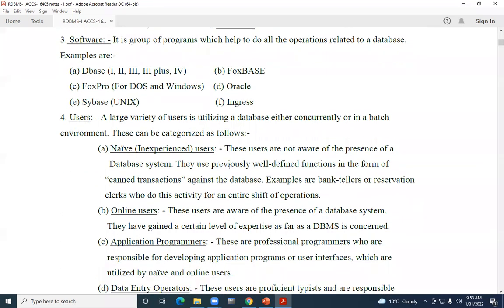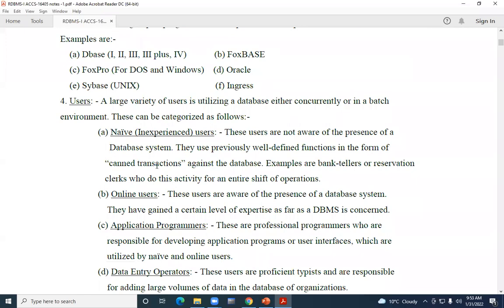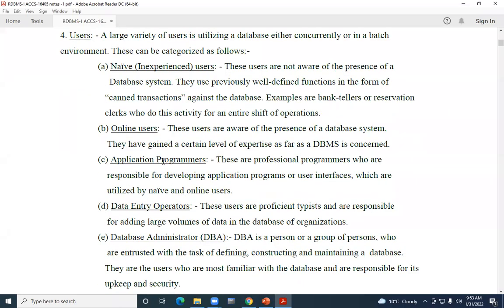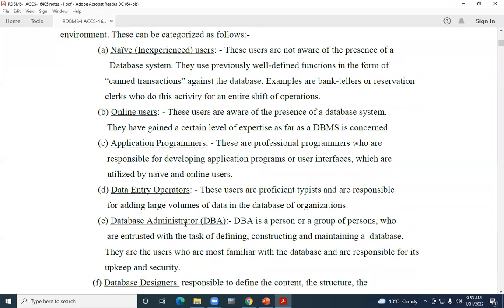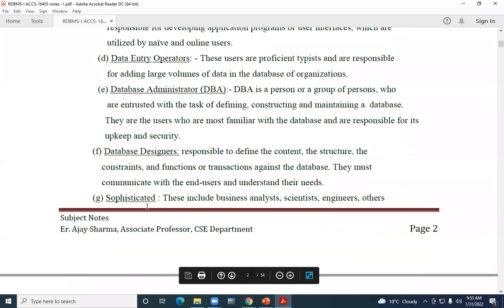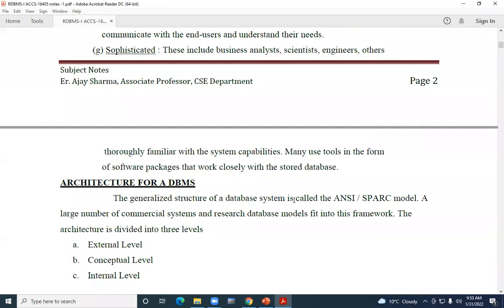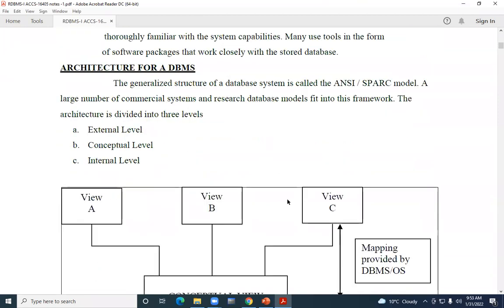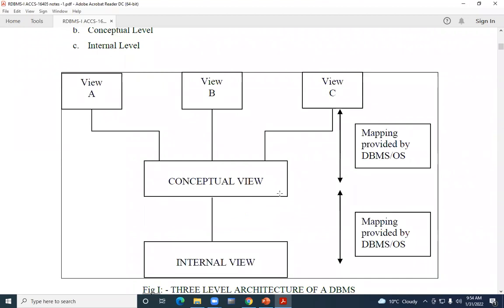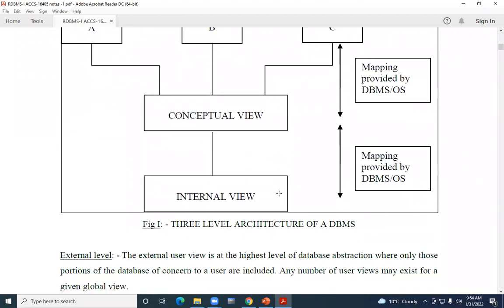Then the different categories of users we have learned, like the inexperienced users, the online users, the application programmers, the data entry operators, the database administrator. There is another category, database designers. There could be some sophisticated users also, like a business analyst, engineer, scientists, etc. Then we discussed the architecture for a DBMS. We discussed there are 3 levels. The 3-level architecture diagram.